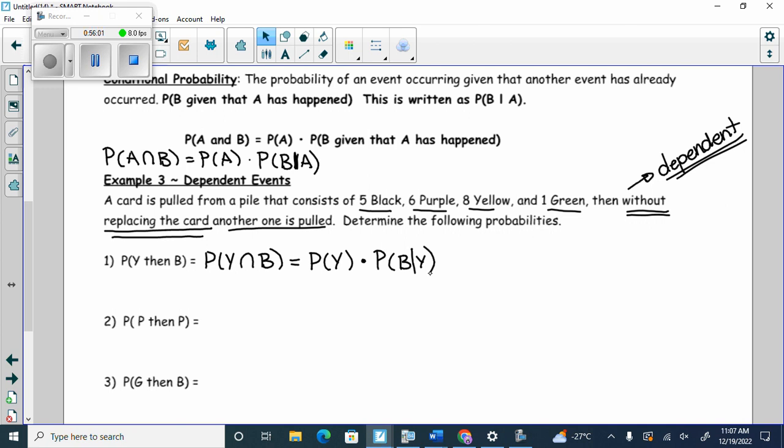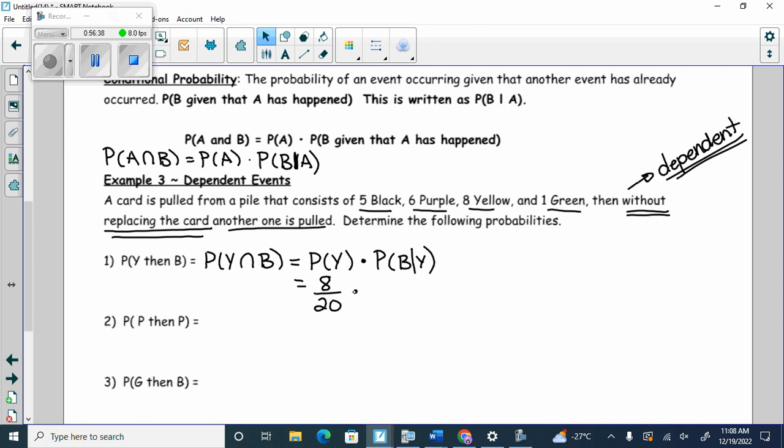So what's the probability of yellow? How many cards are there in the whole deck? There's 20. So it's 8 out of 20. Times, now I'm holding a yellow card here. I'm not replacing it. It's right here. It's in my hand. Yes? Now I need the probability of a blue, given that I'm holding a yellow. How many blue are there? And by blue I mean black. I don't know why I'm saying blue. How many black are there? 5 out of 19.